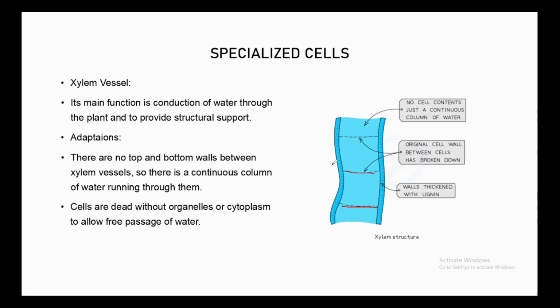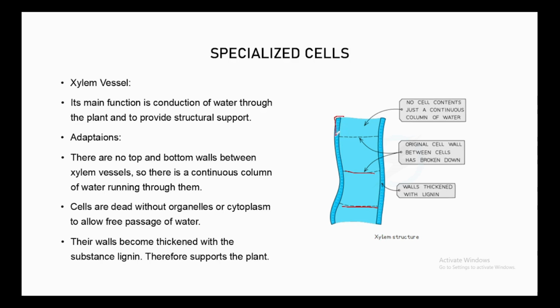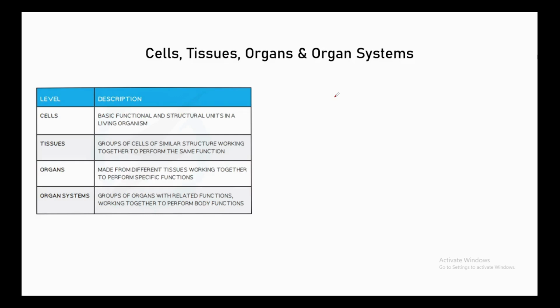Cells are dead without organelles, meaning they do not contain any nucleus, any ribosomes, any vacuoles, nothing, or cytoplasm, to allow free passage of water. Their walls become thickened with a substance called lignin. Therefore, it supports the plant. This is the substance lignin, which helps to support the plant. It is a tough material, with a woody texture, you can say.